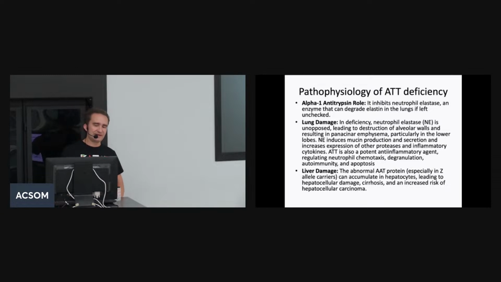So when you see pan-acinar in questions on the test, you may click alpha-1 antitrypsin, because it's typical, but not the only cause of pan-acinar emphysema, particularly in the lower lobes.